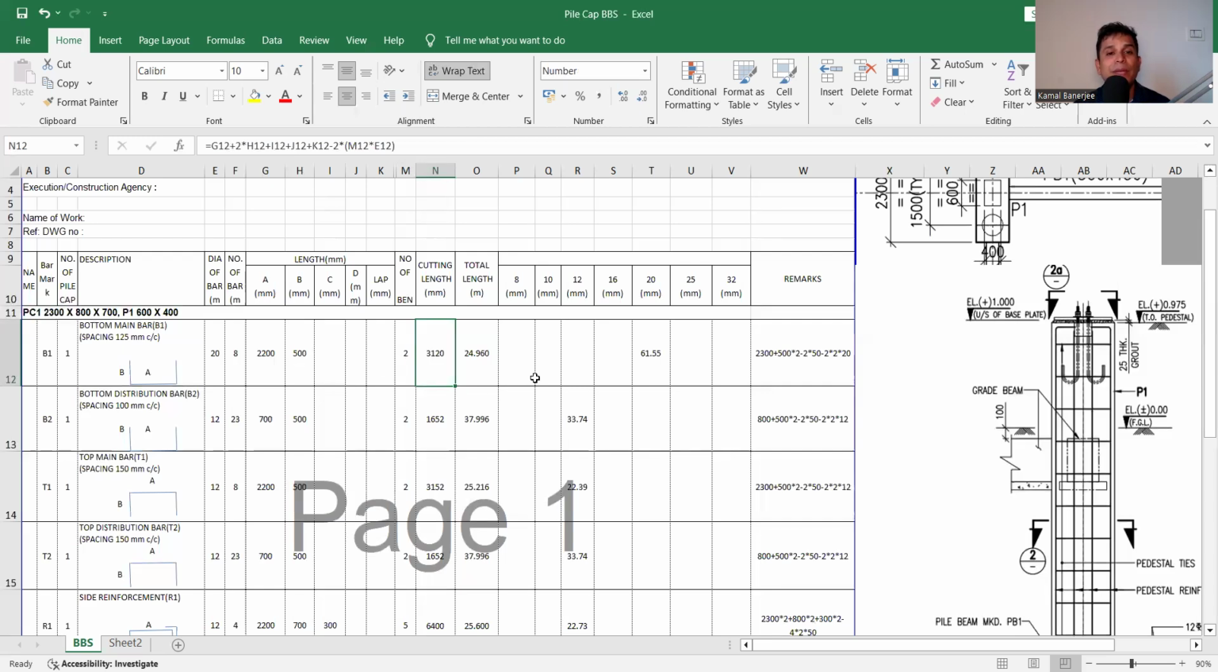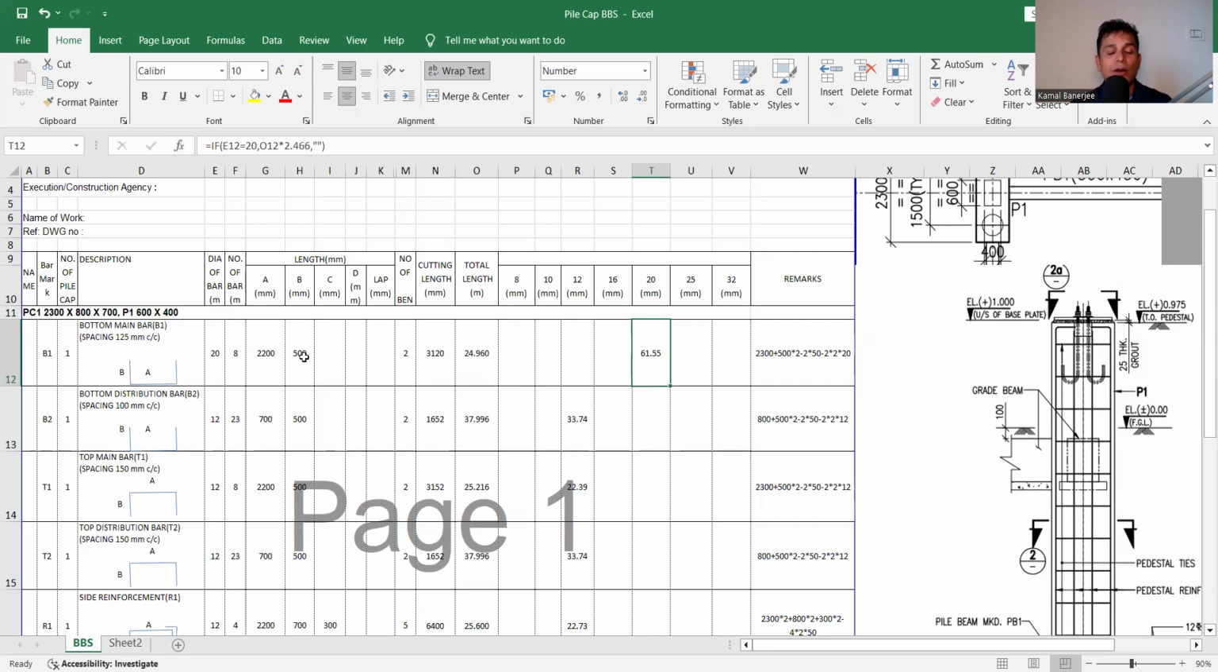So it is coming to 3120. If we say one is 310 and total length 3120 into 8, that is 24.96, and if this bar is 20, so the total load will be this into the unit weight of 20 bar, that is 2.47 or 2.466. We are calculating, that is 61.55.